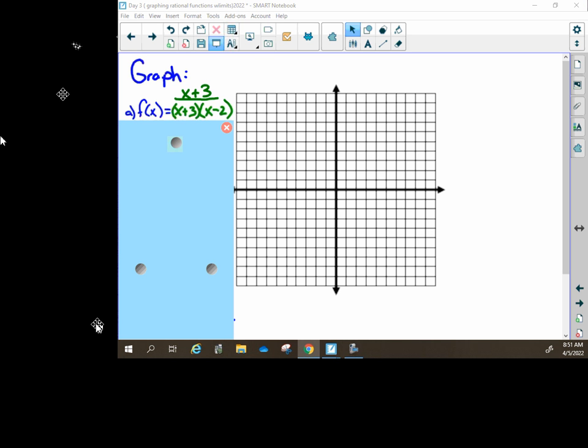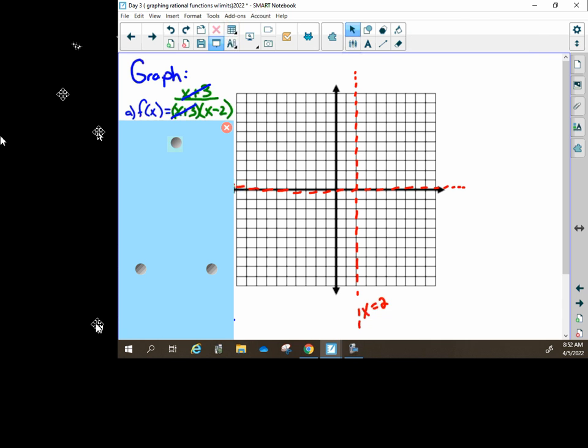So, this one right up here. Okay, what's the first thing that you can do to make your life a lot easier here? Cross that out. When you cross something out, what does it create? A hole. Okay, so we know that this part right here has shifted it to the right 2. So our vertical asymptote is at 2. Horizontal asymptotes we're not going to deal with.